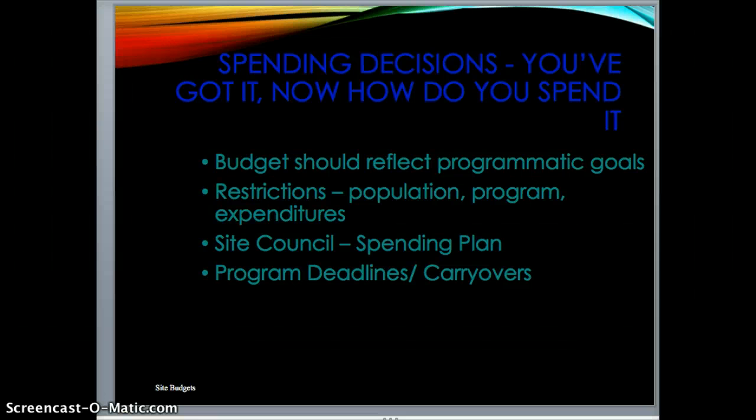Those are the kinds of things that you need to know, and you heard Dr. Kirikanis tell you that you need to have your mission and your goals in front of you when you're looking at your budget. You're going to look at the restrictions in each of those funding sources and what those restrictions are by funding site. You're going to be looking at your school site council spending plan. What is it your site council wants? And then you're going to have to be paying attention to the program deadlines that are tied to those revenues and what the rules are with regards to carryover between one year and another.